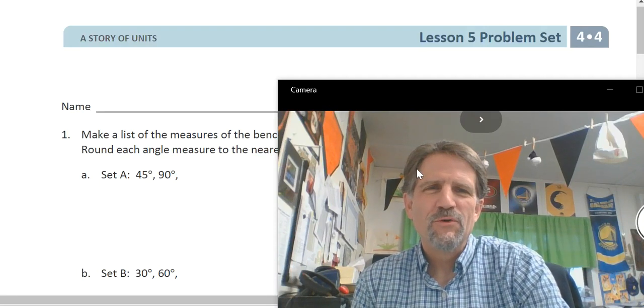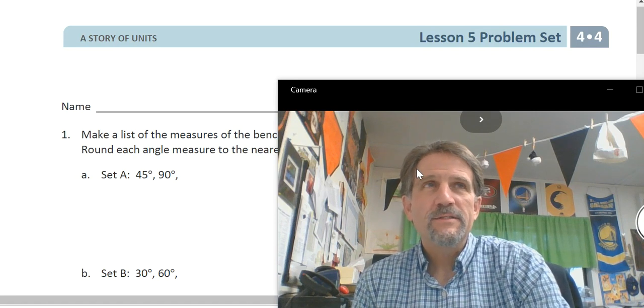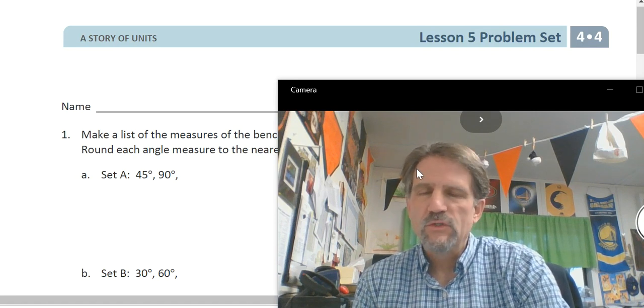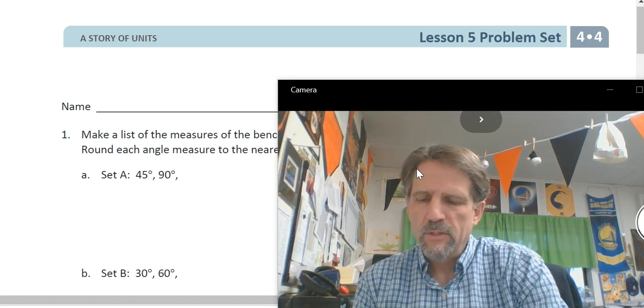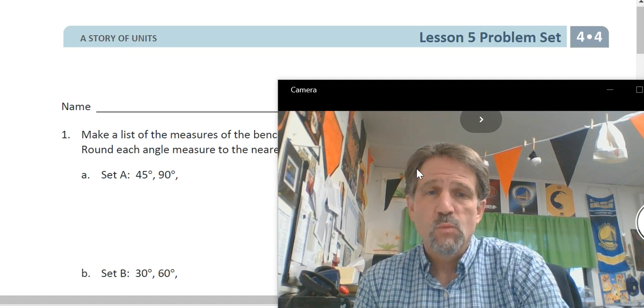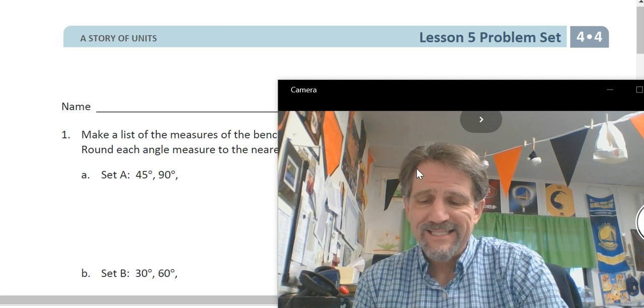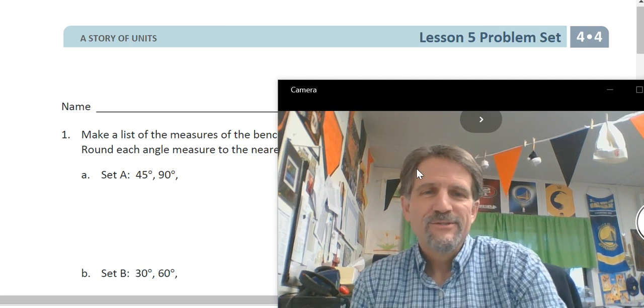Alrighty, welcome to Module 4, Lesson 5, the problem set. In this lesson, we are going to use a protractor, a circular protractor or regular protractor, to understand that a 1-degree angle is 1/360th of a turn. And we're also going to explore benchmark angles using the protractor. So let's get started.